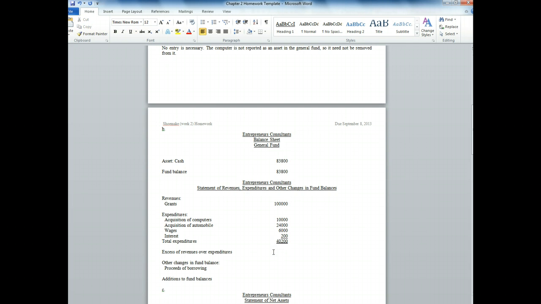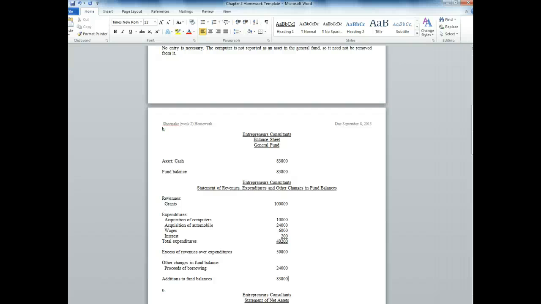Excess of revenues over expenditures? 59.8. Then we've got other changes in fund balance. Proceeds from borrowing? 24,000. Additions to fund balance? There's no other additions. Oh. So 59.8 and 24 is our 83.8?